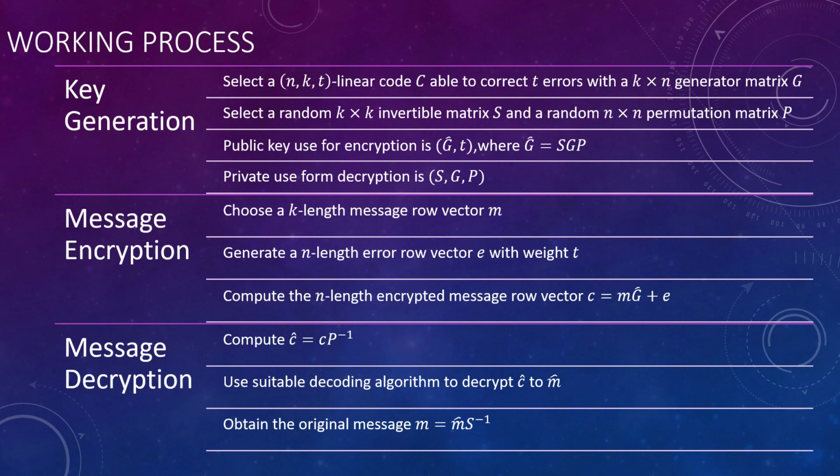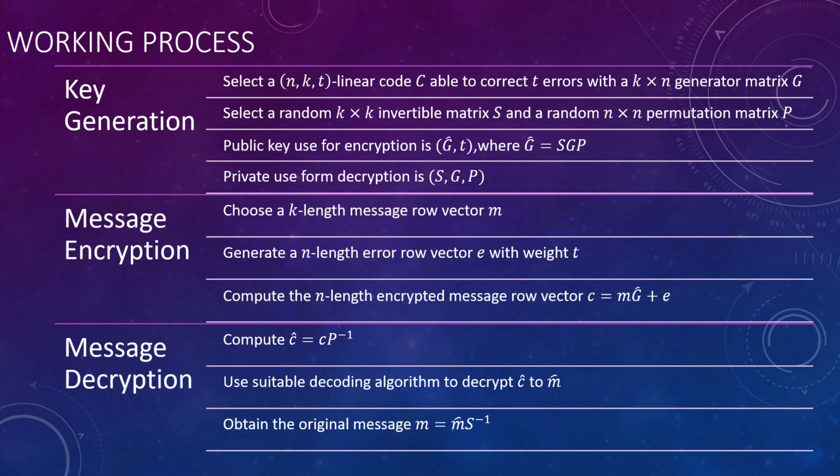After we have chosen the linear code C and the matrices S and P, our public key would be G hat and t, where G hat is the multiplication of the matrices S, G, and P, and the private key would be the S, G, and P matrices respectively.